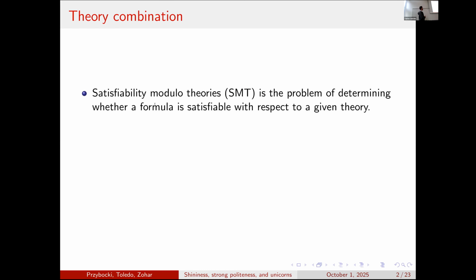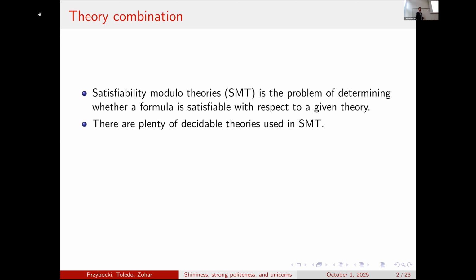A lot of my work has already been cut out for me because people have been talking about theory combination for the last few talks, but I'll just recap it once again. Satisfiability modulo theories is the problem of determining whether a formula is satisfiable with respect to some logical theory. In this talk, I'm only going to be considering quantifier-free formulas, as is typical in SMT.